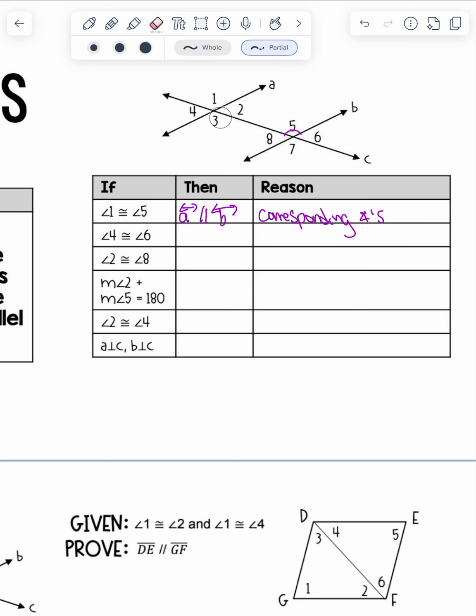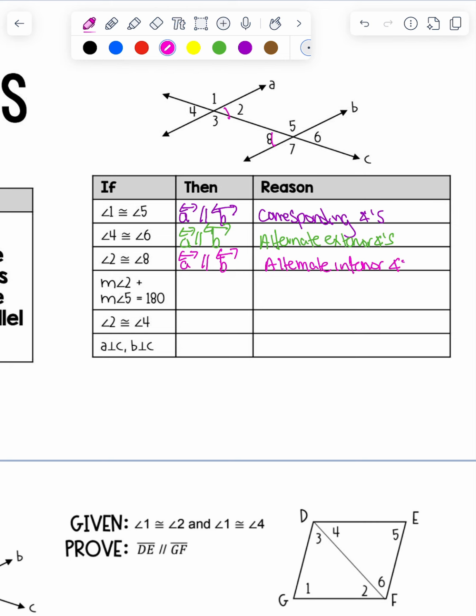Then for the next one, we have angle 4 congruent to angle 6. And that, once again, proves that we have parallel lines A and B. And that's because they are alternate exterior angles. And your full reason should be if alternate exterior angles are congruent, that proves lines parallel. And then we have angle 2 congruent to angle 8. And this, once again, shows that we have parallel lines, and that's because those are alternate interior angles, and your full reason should be if alternate interior angles are congruent, that proves lines parallel.